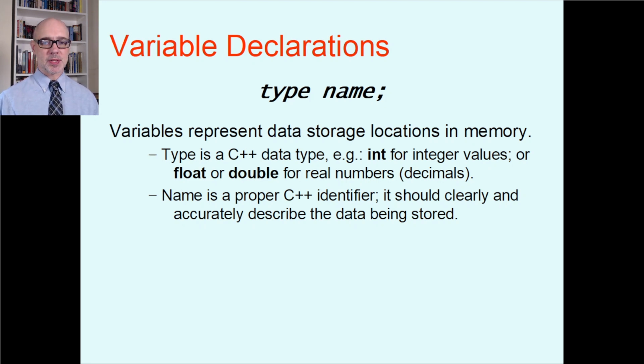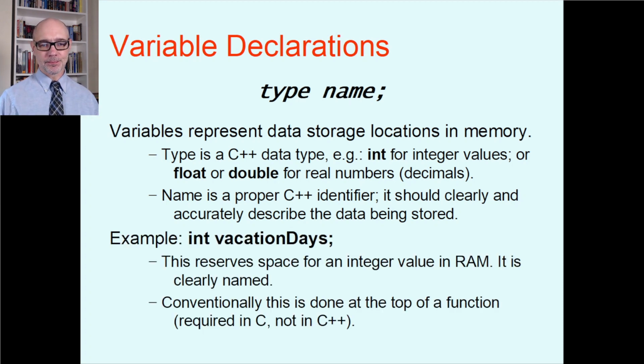Now, the name, the second thing, is a proper C++ identifier. And it should clearly and accurately describe the data being stored. More or less, it can be anything we want it to be. There's a couple rules around that we'll see in a minute or two. But granted that you have your choice of what to name it, try to name it something in English that very clearly would state to other programmers what the point of this thing is. Here's an example. A variable declaration that says int vacation days. So this is legitimate and I think well done.